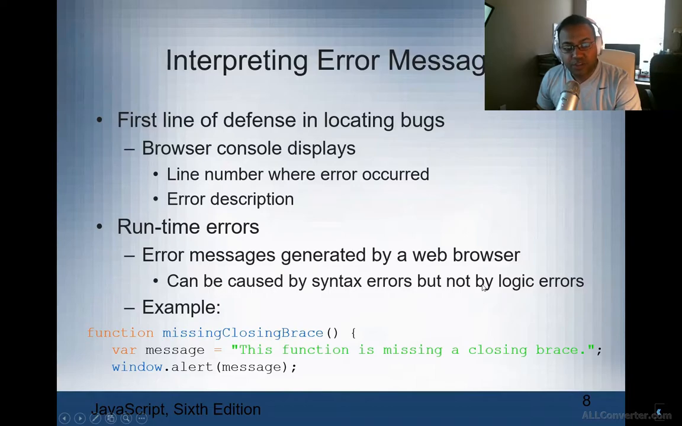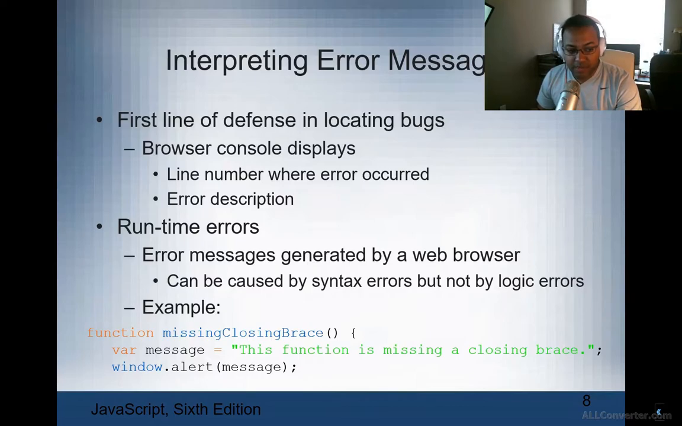So, how do we interpret error messages? The first line of defense is locating bugs. The browser console displays the line error, what we talked about in the last chapter. It displays the line that the error occurred at and the error description. It is not every day that you'll get the exact error description that you're looking for to remediate the problem, but it can lead you to where that problem exists and you as a developer can remediate it.